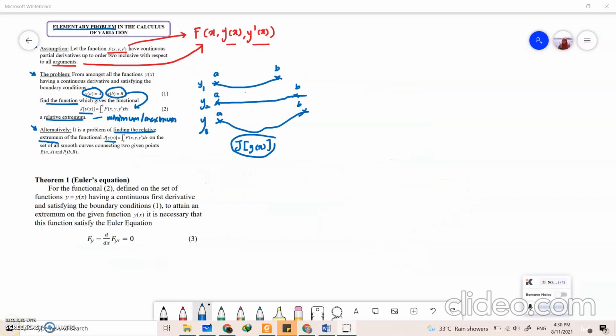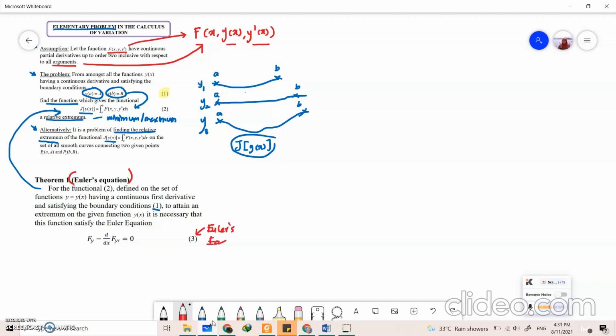Now, in order to find the relative extremum of the functional, we have the first theorem here, which is Euler's equation. Let's read it first. For the functional J[y(x)] defined on the set of functions y equals y(x), having a continuous first derivative and satisfying the boundary condition given in 1, to attain an extremum on the given function y(x), it is necessary that this function satisfy the Euler equation, where F_y minus the derivative of F_y' with respect to x equals 0. So this is the Euler equation.